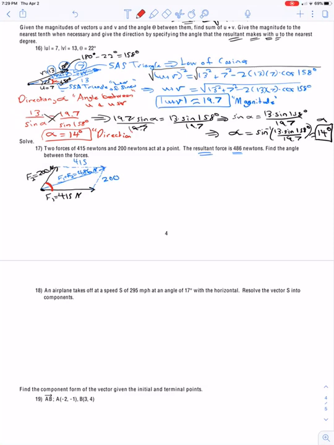So we're going to find that angle, and we can call that angle alpha if you want. So we're going to find alpha eventually. So again, alpha, let me make a note, equals the angle between the forces.